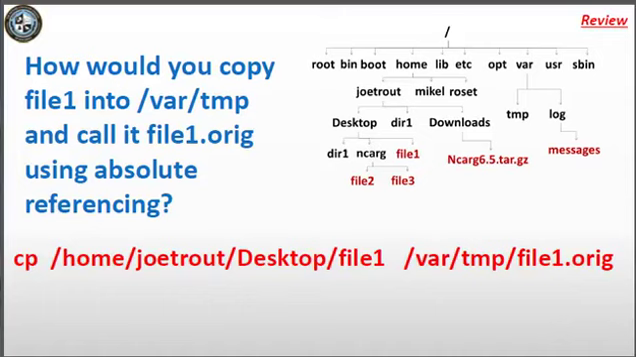How would you make a copy of file2 to /var/temp, keeping the same name, if you're in the directory /home/joetrout/directory1? Once again, you'll use the copy utility. And what we need to do is go up a directory, then over to desktop, and then down to NCARG, and we can find file2 there.